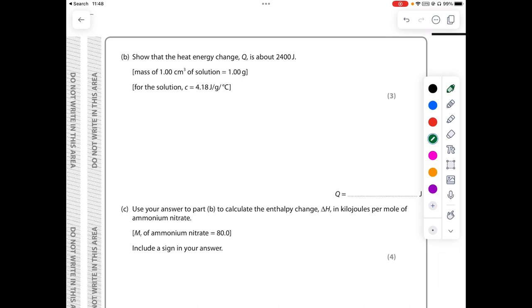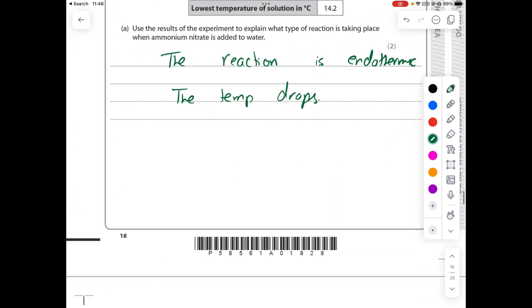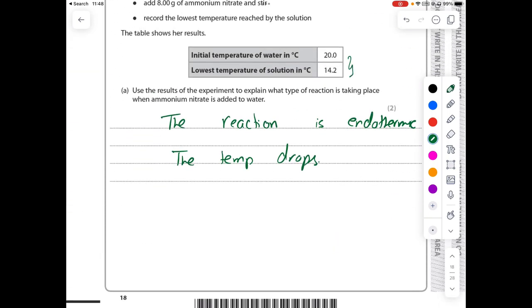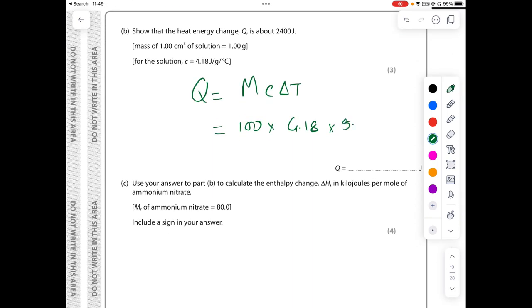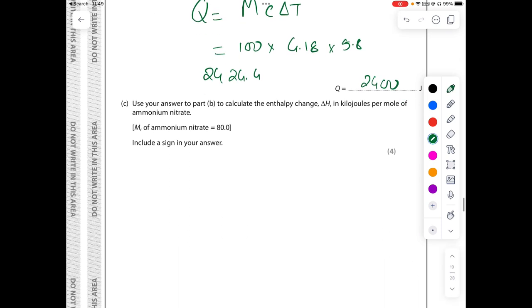Show that the heat energy change is about 2400 joules. Mass is 1 centimeter cube of solution for the solution. So therefore, we will know the formula Q equal to mc delta T. Mass is 100, C is how much? 4.18, and delta T is how much? The difference in the temperature. How much is the difference in the temperature? 5.8. Multiply it out, you get 2424.4, which is 2400 in three significant figures.